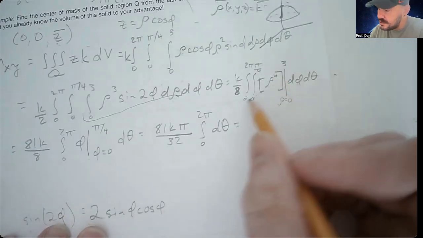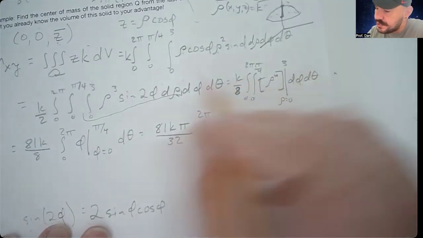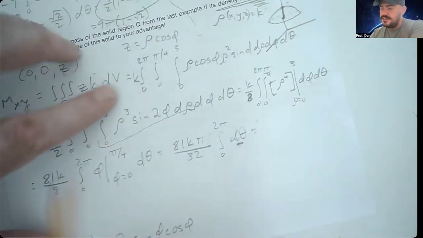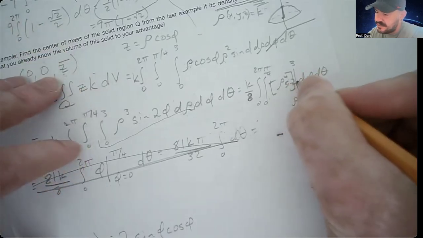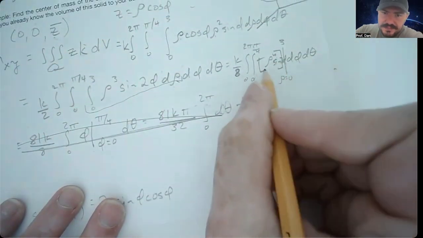I missed a 1/2 somewhere, didn't I? Oh my gosh, I completely forgot. No wonder that turned out weird. Yeah, y'all. Backtrack. I forgot to write sine of 2 phi. Okay. So sine of 2 phi.